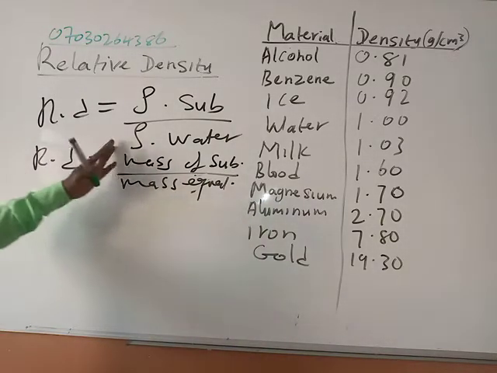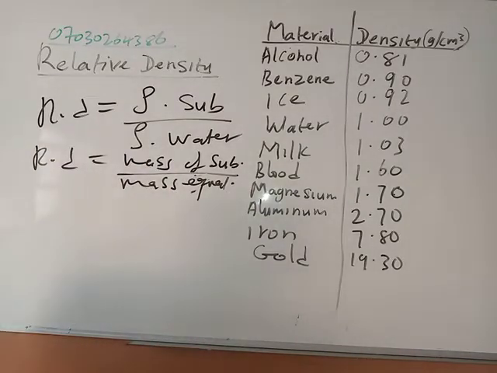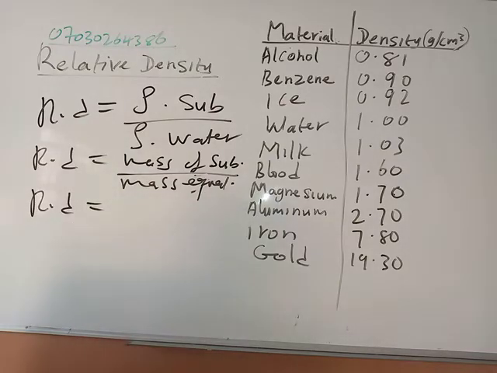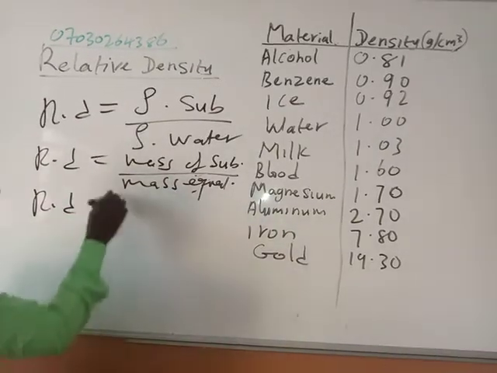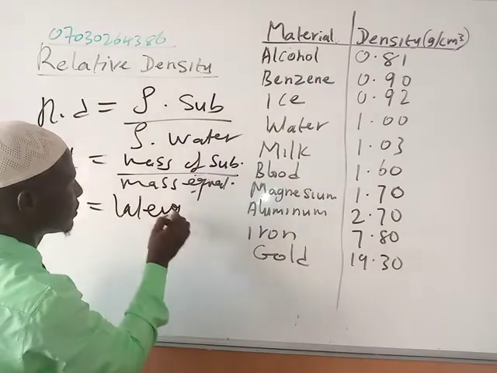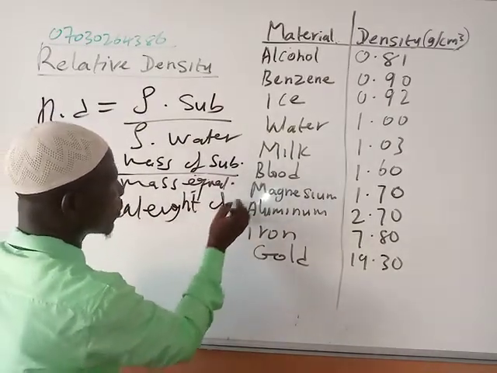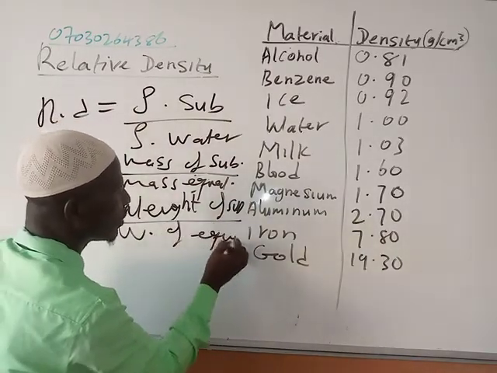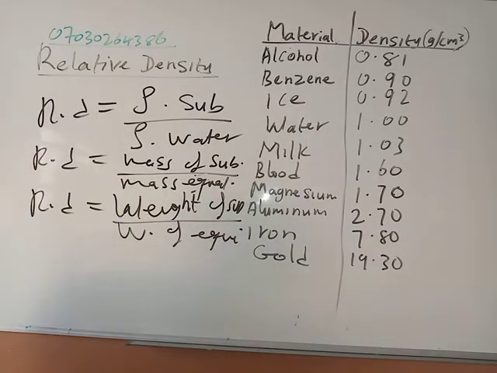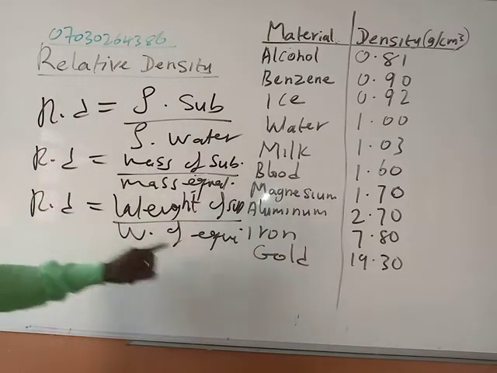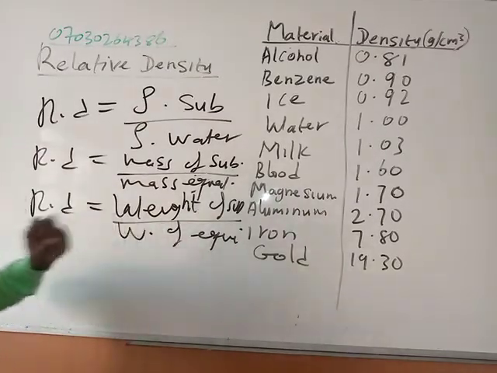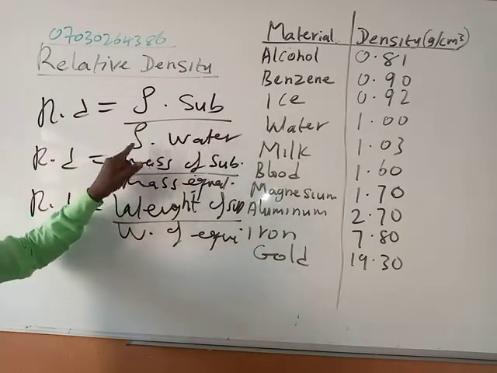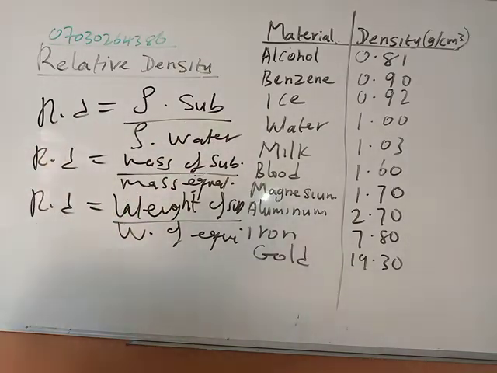And that is not the only way. We can still define it in terms of what? Weight. So relative density can be defined as the ratio of the weight of the substance to the weight of an equal volume of water. Take note, in the case of mass and weight, you must put equal volume of water there. But if you are defining it in terms of density, it just gives you the density of the substance to the density of water.